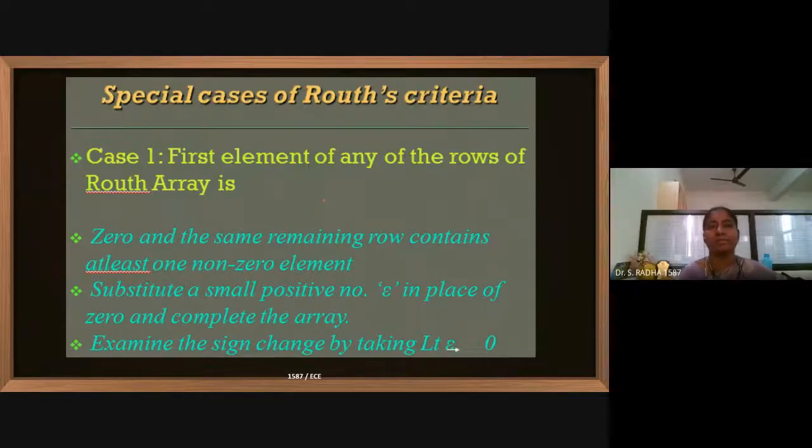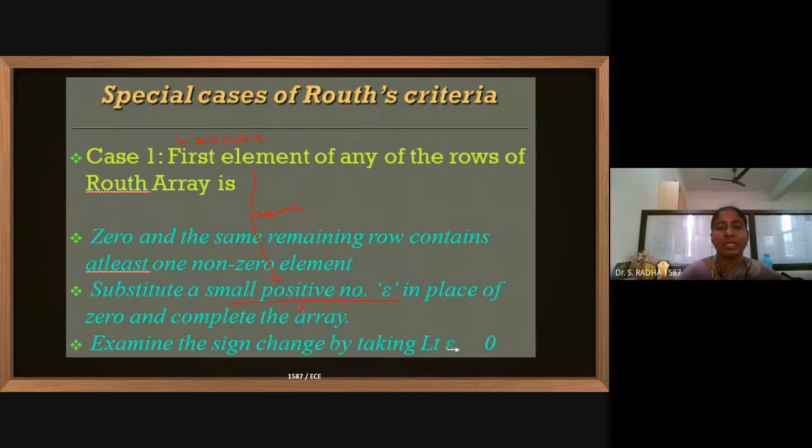RH criteria, special cases in RH criteria. When we are preparing the RH table, if the first element itself is 0, further calculations will give trouble. In that case, we have to assume a small positive value epsilon. Assume the first element as a small positive epsilon, and then complete the array.